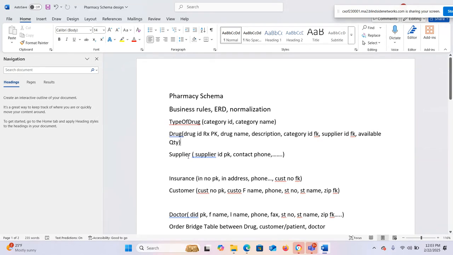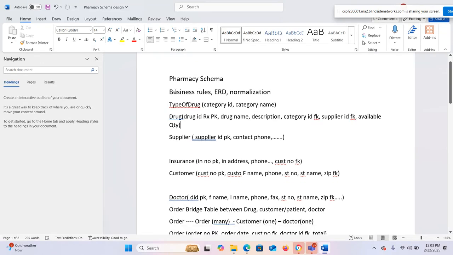So that's three tables. Now we move on. And again, it depends on your business rule, and based on that, I generated the schema. But your steps should be business rule first, then ERD, then normalization. Then you finally come into these tables. So next is insurance.